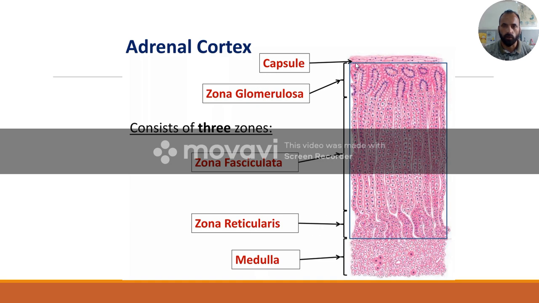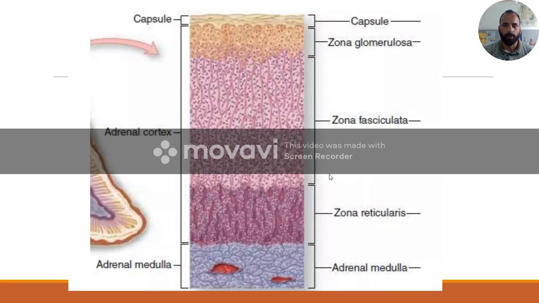This gland is also covered externally by the capsule. Followed by the capsule, there is the zona glomerulosa, then the fasciculata, then the reticularis, and after that the innermost layer, the medulla. So this is the diagrammatic representation of these layers of the adrenal gland.